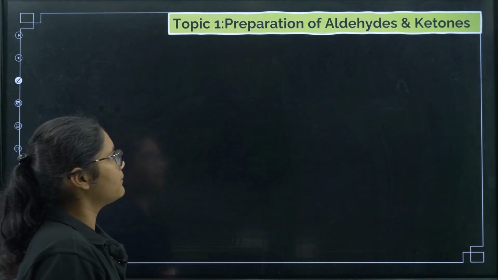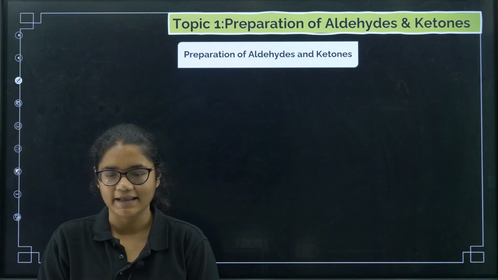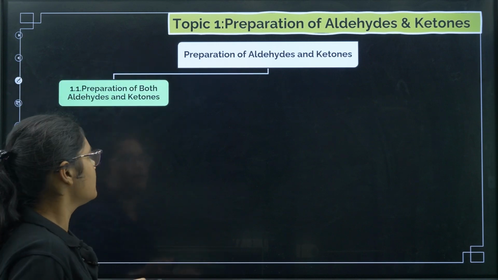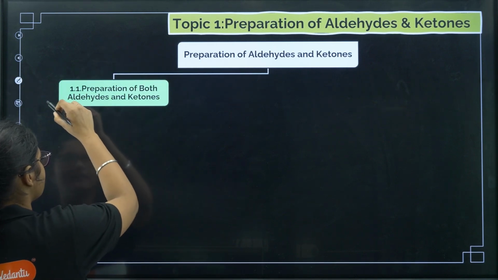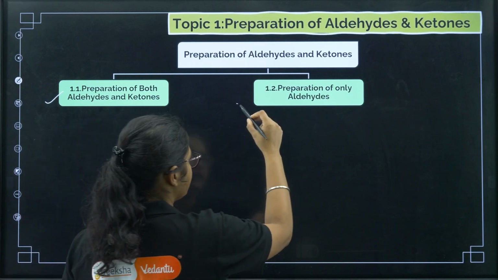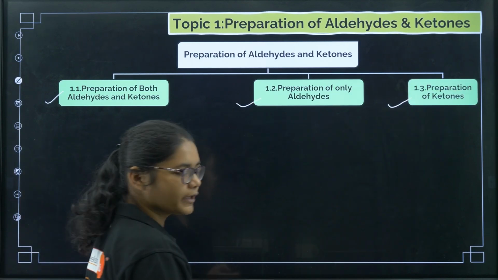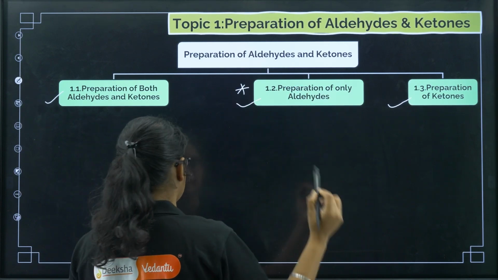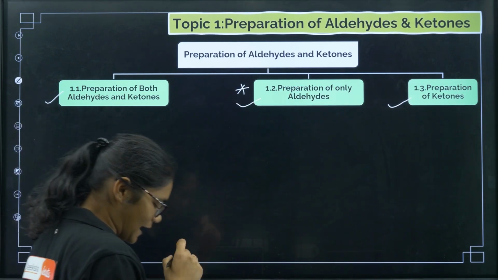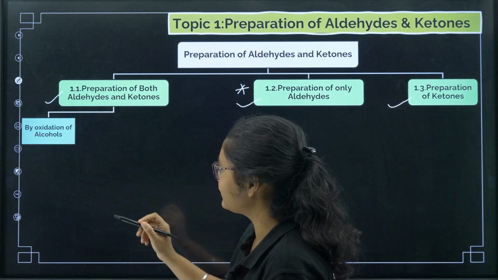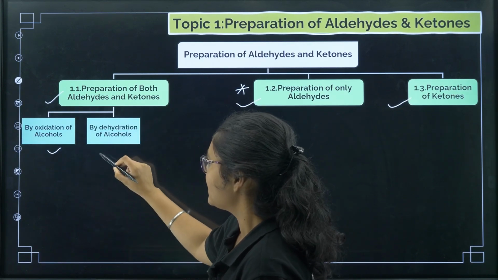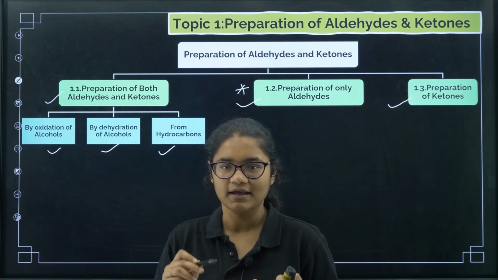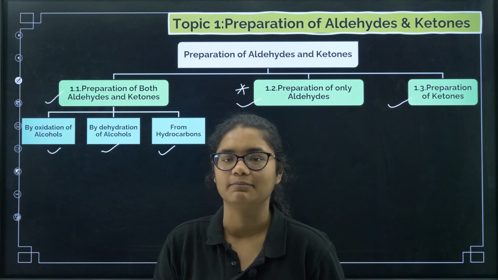Now coming to the first one, preparations of aldehydes and ketones. We'll be studying this under 3 sections: methods where both aldehydes and ketones can be prepared, next for only aldehydes, and then only for ketones. The first is the lengthiest part and more reactions are there under this one. For preparation of both aldehydes and ketones, what reactions do we have? By oxidation of alcohols, by dehydration of alcohols, and from hydrocarbons.